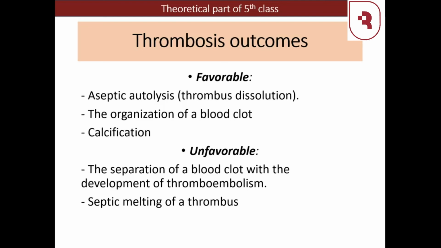In case of favorable outcome, we may see aseptic autolysis, so the thrombus just disappearing from the vessel without any morphological changes. The organization of blood clot will be associated with development and overgrowing of connective tissue in the thrombus. And why is this type of outcome favorable? Because here we will see the stabilization of the thrombus, and that's why it is a favorable outcome. And calcification, accumulation of calcium salts in the thrombus.